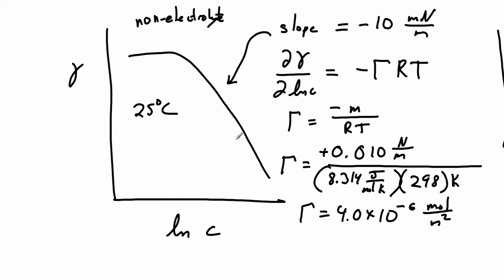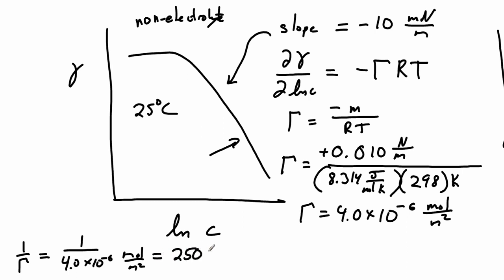So it's especially interesting to look at this section of the curve here where the slope is constant. So if we take the reciprocal of our surface excess, so we've got 1 over 4 times 10 to the -6 mole per meter squared, we're going to get units of meters squared per mole. So this is sort of the size of a molecule. And we'll see that that is equal to 250,000 meters squared per mole. And what's really interesting is to put this in the size of molecular dimensions.